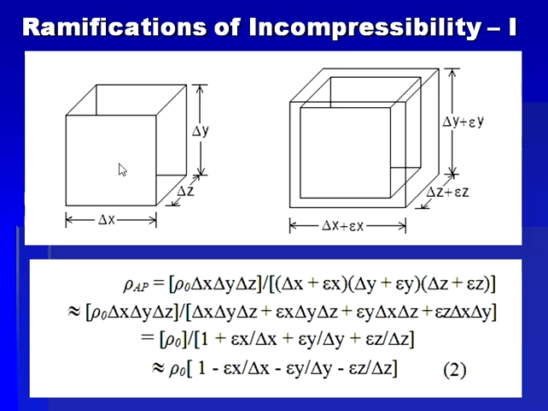Hence, if we now add an amount of free detached ether to the first cube, the size of the volume must expand in order to keep the density constant. The second cube shows such an expanded volume. In the second cube, the width is increased by an amount epsilon x, with the height and depth increased by epsilon y and epsilon z.